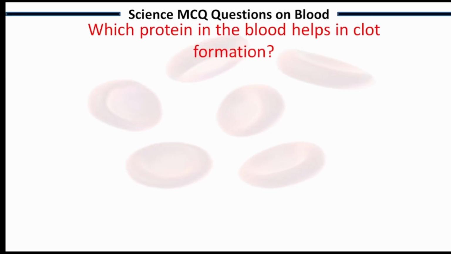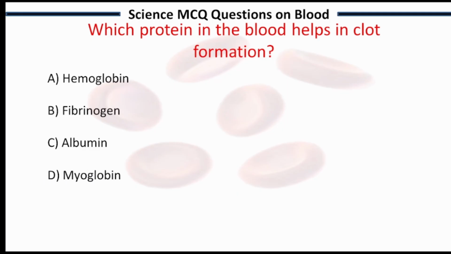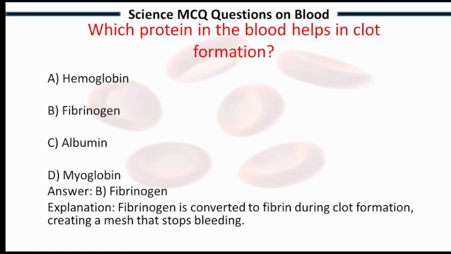Which protein in the blood helps in clot formation? A. Hemoglobin, B. Fibrinogen, C. Albumin, D. Myoglobin. Right answer is fibrinogen. Fibrinogen is converted to fibrin during clot formation, creating a mesh that stops bleeding.